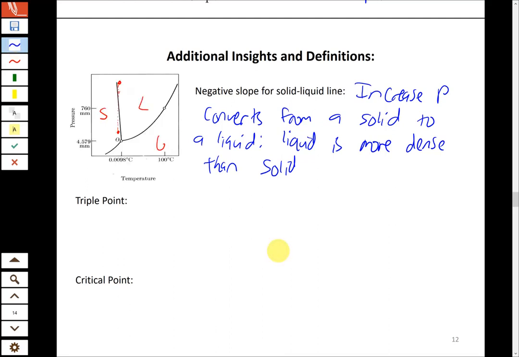Another point on this diagram that we haven't talked about yet is the point where all three of these lines intersect each other right there. It's labeled as O in this diagram. I'll put a big X next to it just so we can see it better. And we call that the triple point. So the triple point is the point at which solid, liquid, and gas all exist together. And it's just one specific temperature and pressure where that's true.